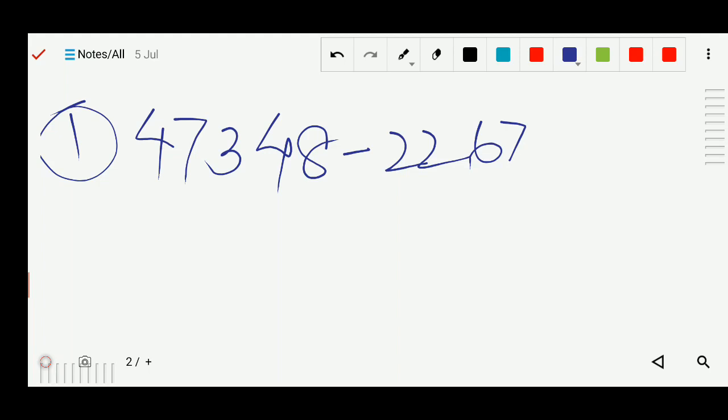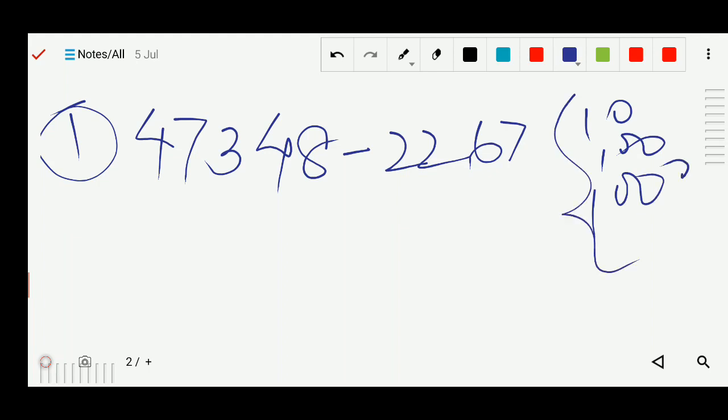So here you have to estimate, but before solving this question, I want to add one more thing. In this question, it is not given whether you have to round up to the nearest 10 or 100 or 1000. It is not given. But you have to estimate. So what you will do? For this type of question, what you have to do?